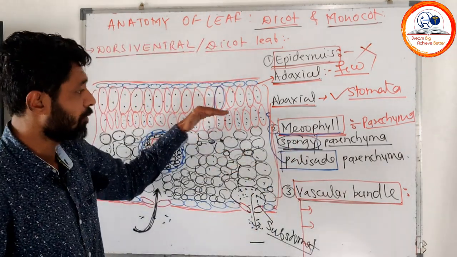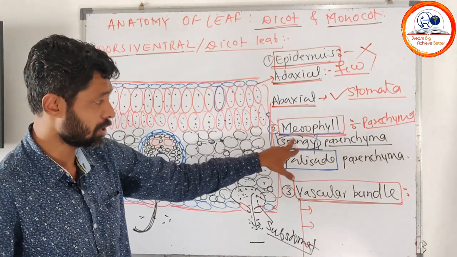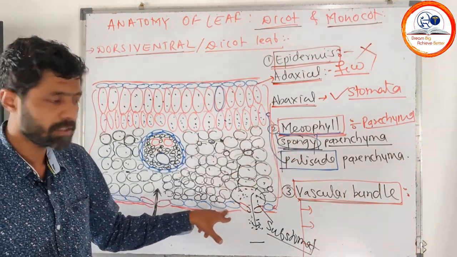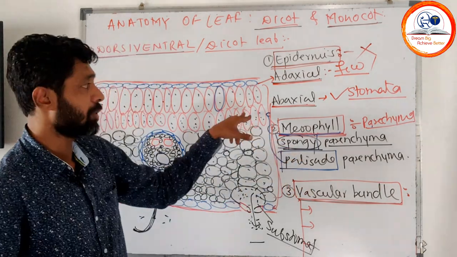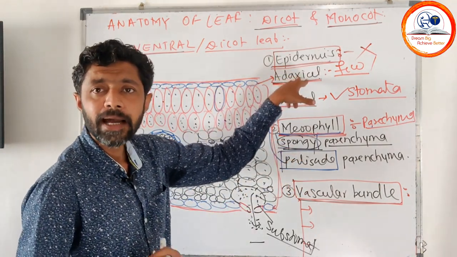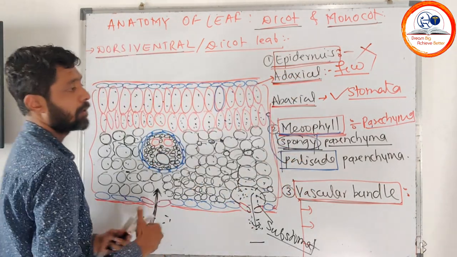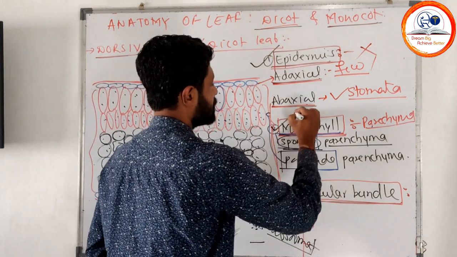Spongy parenchyma will remain present toward the lower epidermis, and palisade parenchyma will remain present toward the upper epidermis, that is the adaxial epidermis. So this is epidermis and mesophyll cell.